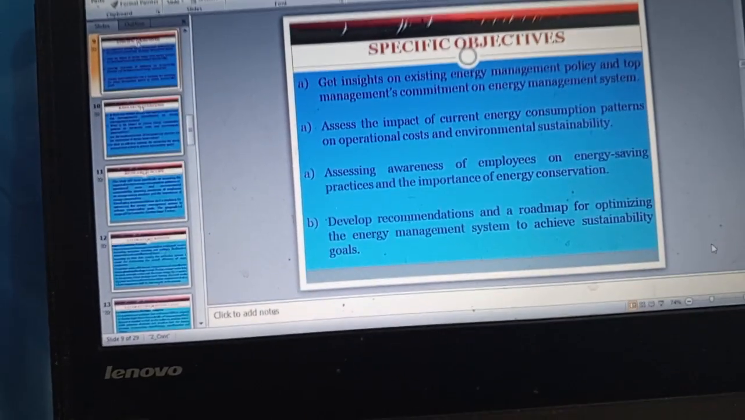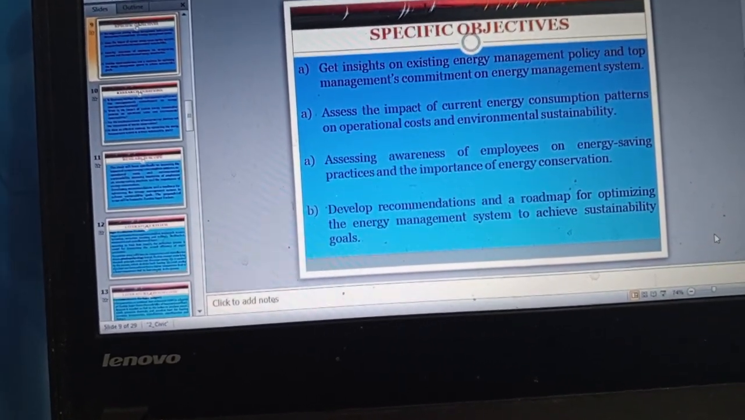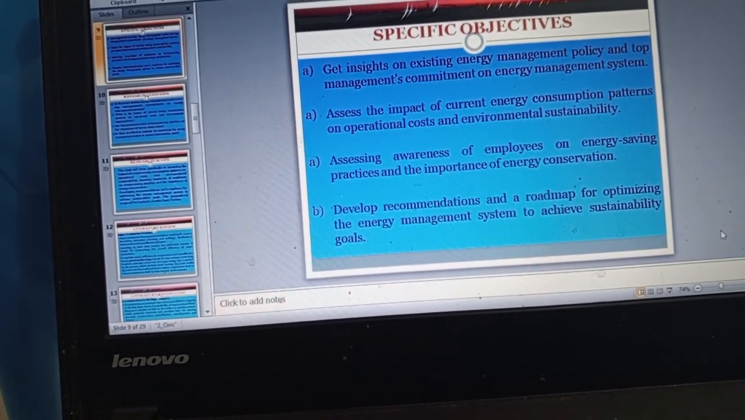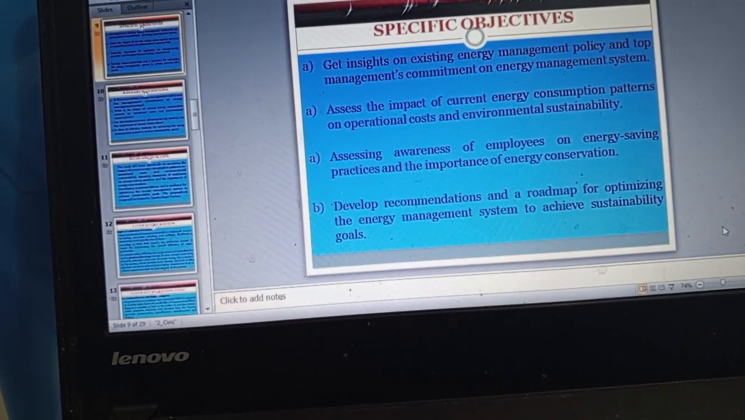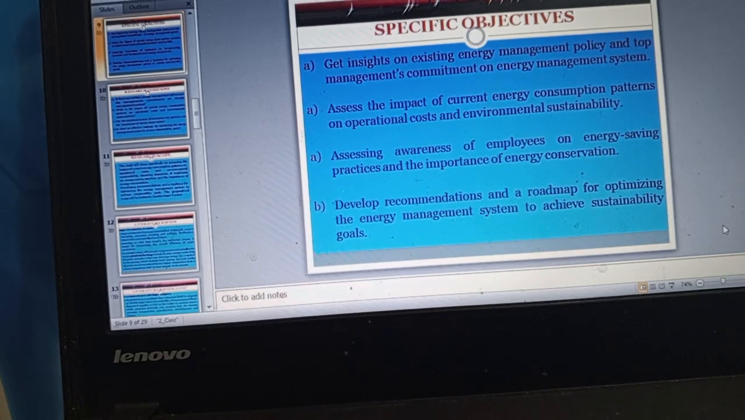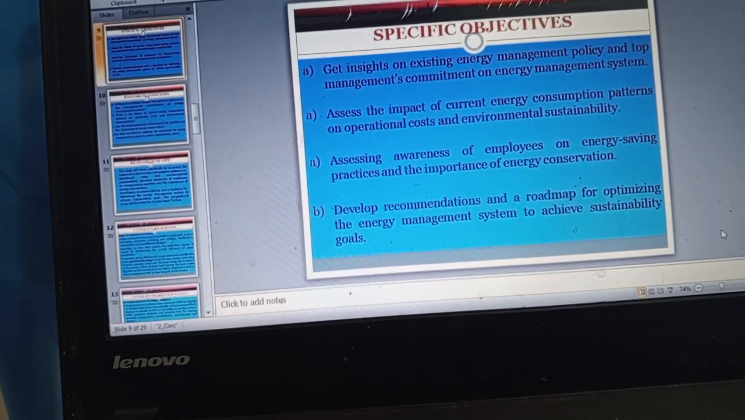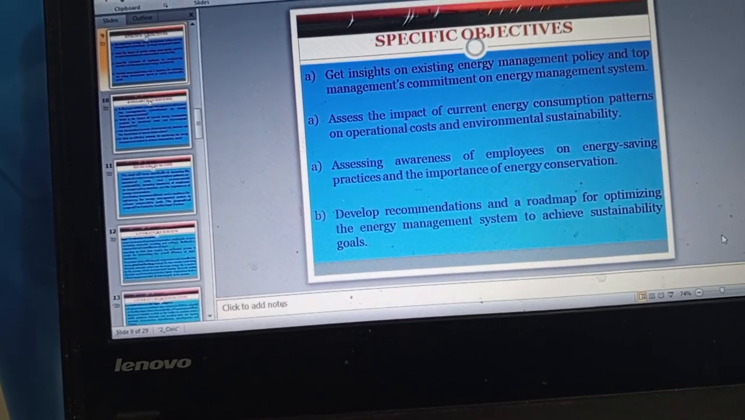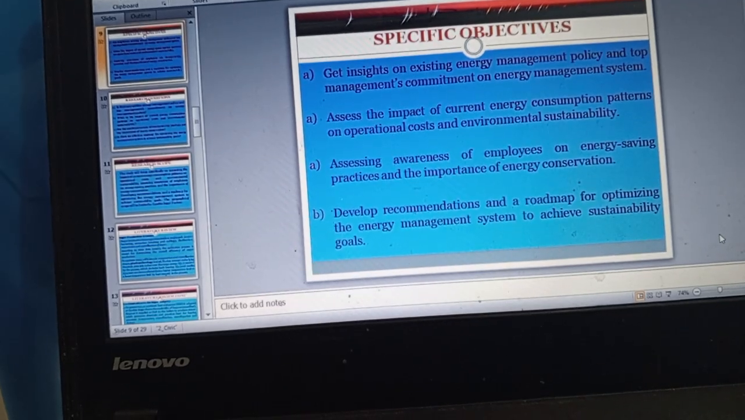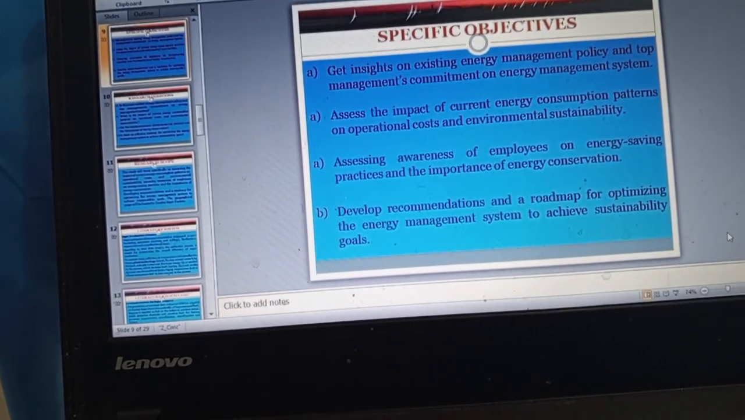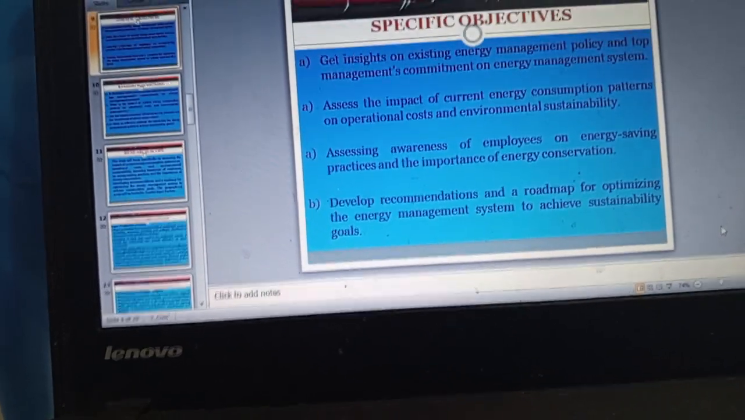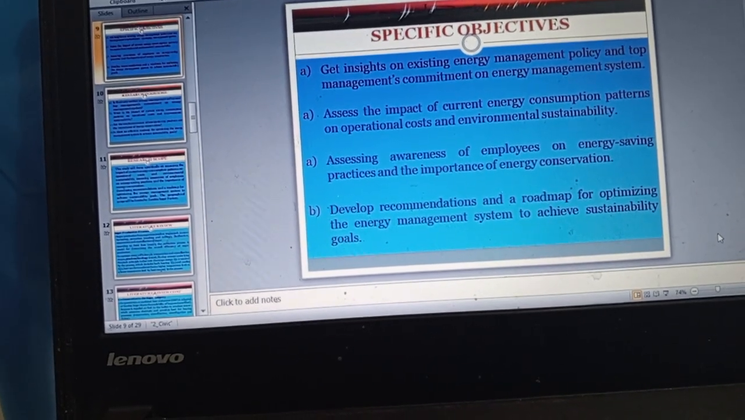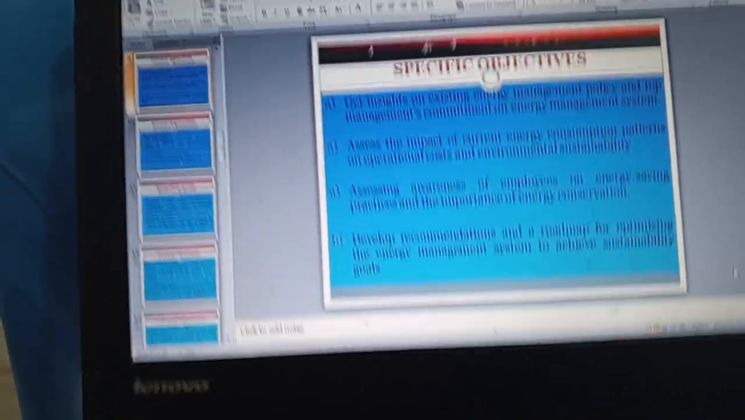For the project objectives, the first one is to get insights into existing energy management policy and top management's commitment on the energy management system. The second objective is to assess the impact of current energy consumption patterns on operational costs and environmental sustainability. The other one is assessing awareness of employees on energy saving practices and the importance of energy conservation. The last, but not the least, is to develop recommendations and a roadmap for optimizing the energy management system to achieve sustainability goals.